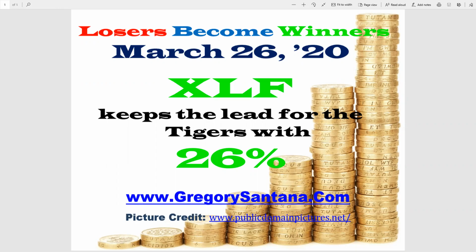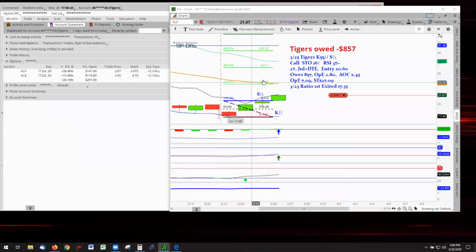XLF keeps marching on. The Tigers are definitely back on the scoreboard. It is great to see them back, and you know what? My famous motto is, let's go look at the numbers. And there we are. XLF, 26%. You can see it right there for yourselves. It is a two call.